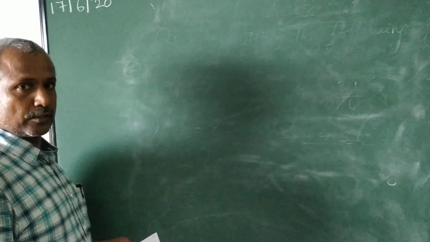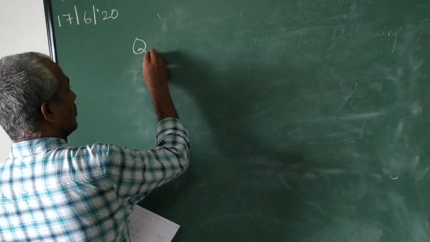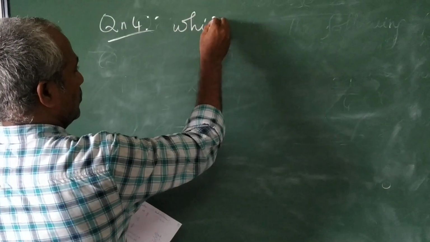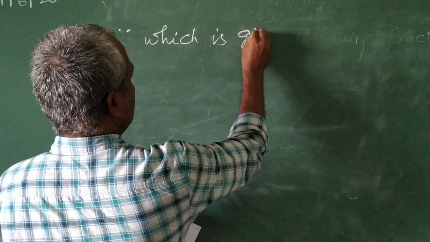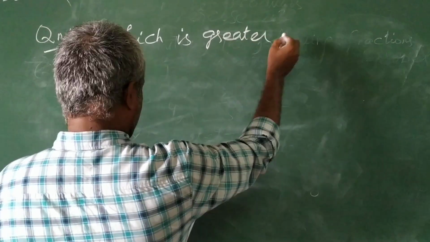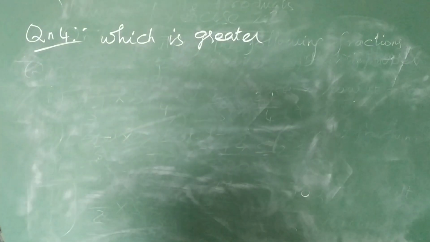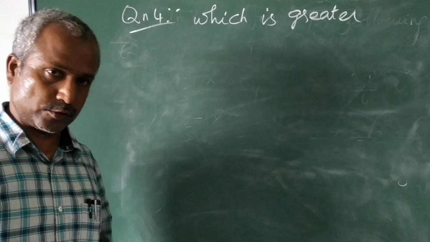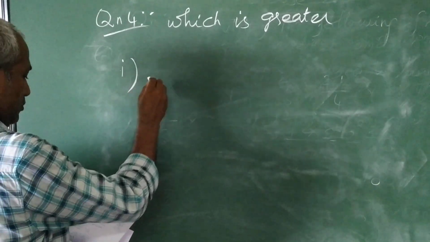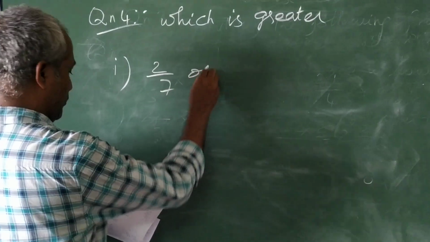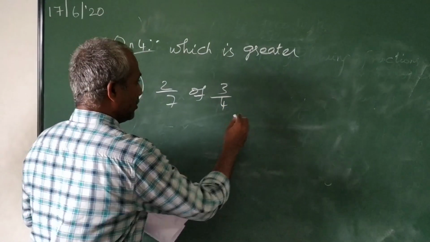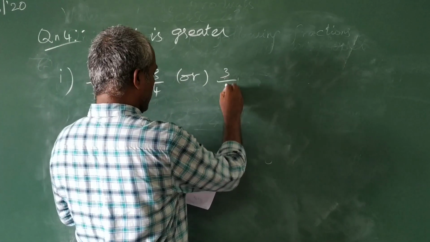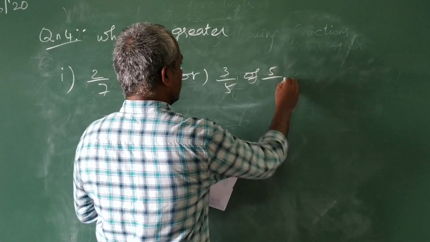Next we will move to question number 4. Which is greater? Here two subdivisions are there. Among the two subdivisions, I am going to do one. I am going to do the first one. First one, 2 by 7 of 3 by 4 or 3 by 5 of 5 by 8.